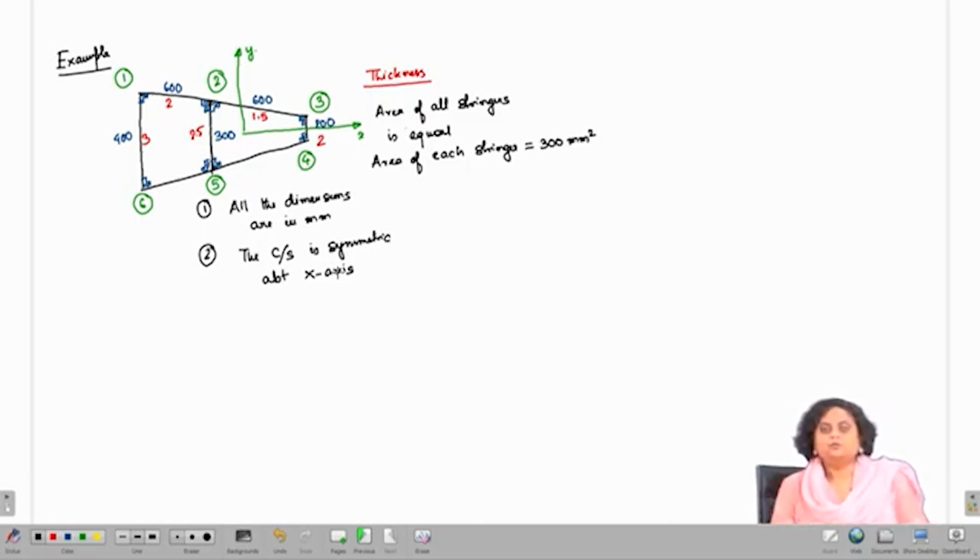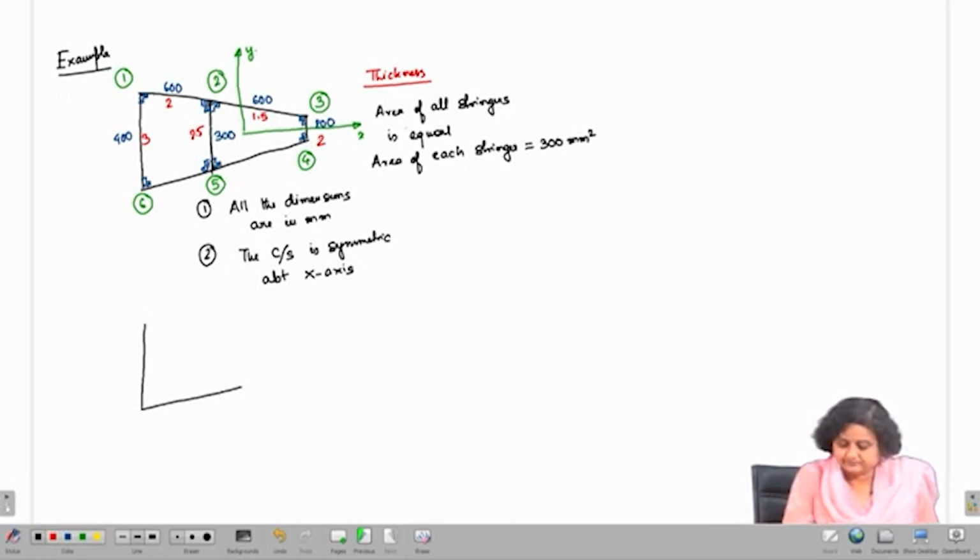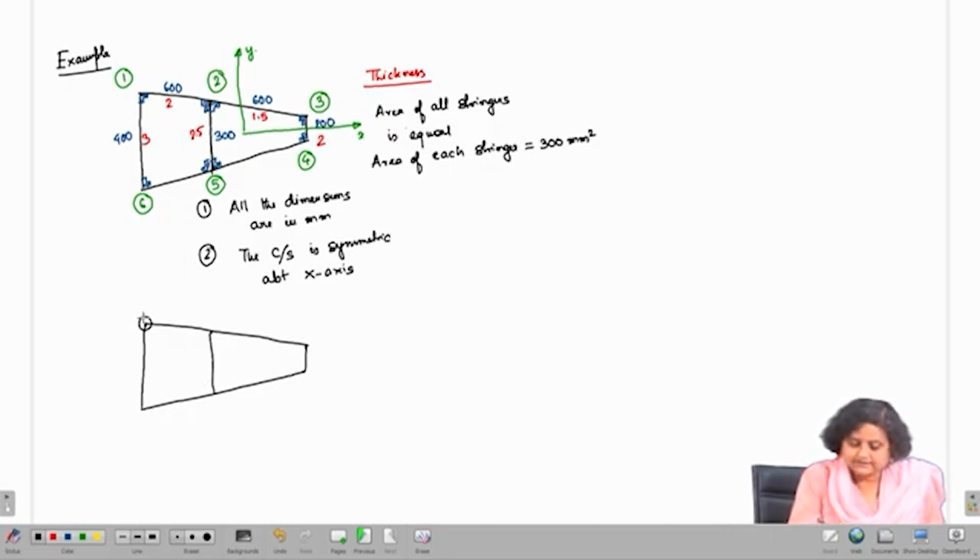Now, we have to do a skin stringer idealization of this given cross section. So, for skin stringer idealization, let me draw the skin stringer idealized cross section. As commonly done, as has been discussed in detail earlier, we will place booms wherever there are stringers. So, let me place booms wherever there are stringers.